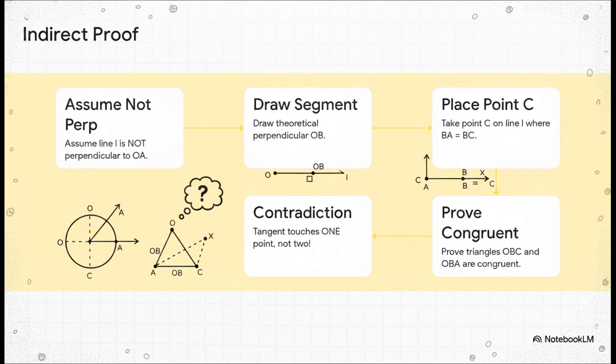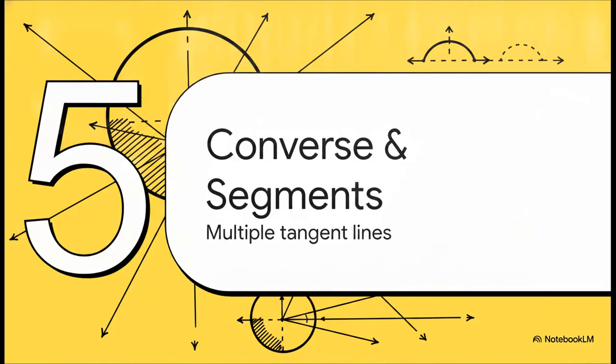And here is step 5, the brilliant contradiction. This means our line intersects the circle at 2 distinct points. But remember our definition? A tangent only touches at 1 point. Our assumption has completely fallen apart. Therefore, the tangent absolutely must be perpendicular to the radius. Section 5. Converse and segment theorems.